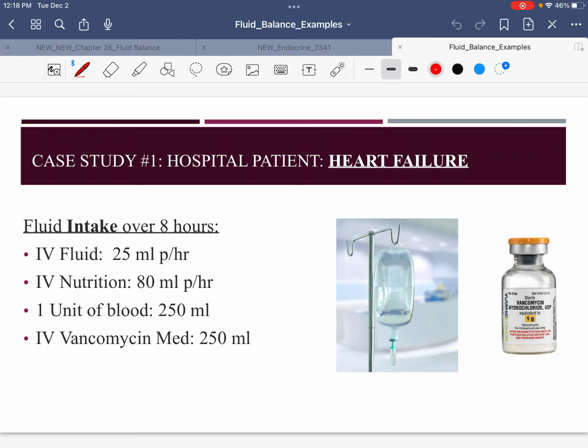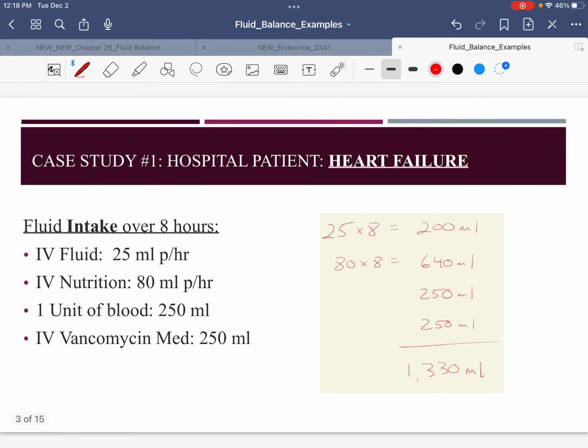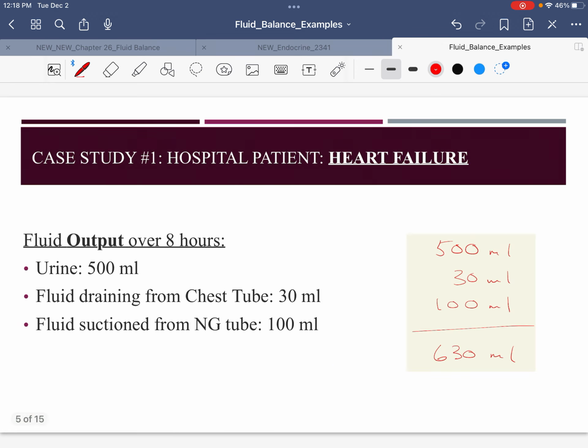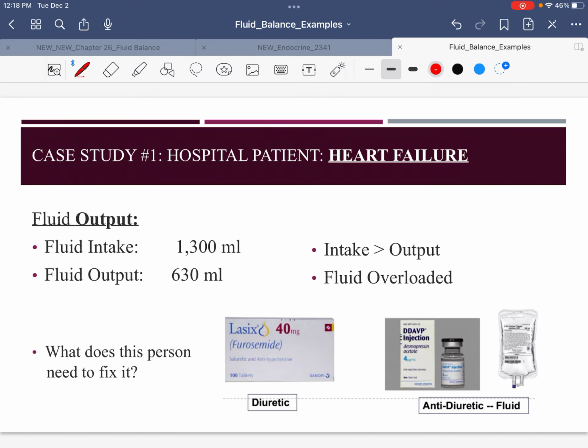So this is an example of what it might look like with someone who has heart failure. These are the ways in which the hospital might have fluid intake. So I've added it up. These are the ways in which they might have fluid output. And when you're in the hospital, they want to see how much fluid is being drained through the chest tube, how much fluid is coming out through the nasogastric tube. So in this example, they have brought in so much more than they can output. Again, because of their heart not working properly, it's not pumping enough to the kidney, so they're not peeing enough.